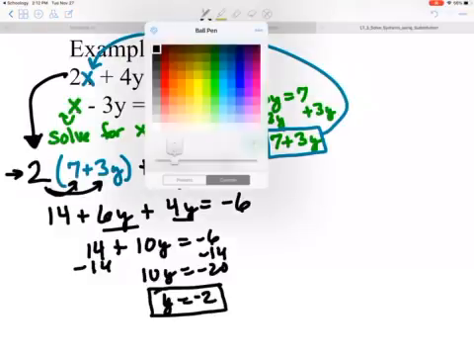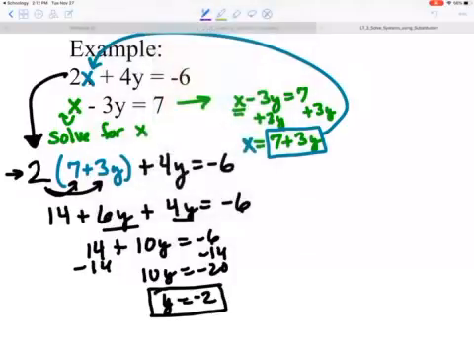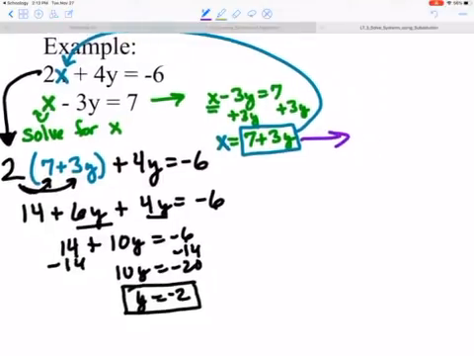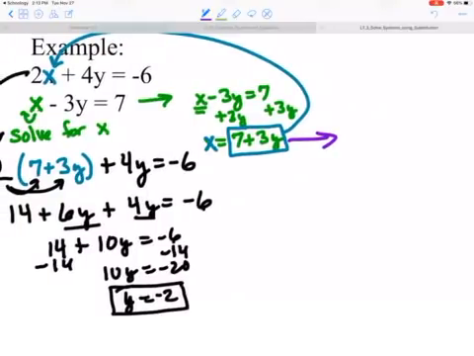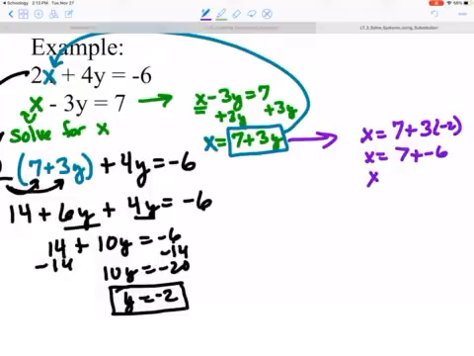How do you get x? Well, what we do is we take one of our two original equations, and it can be this one because I just simplified that second equation, and I plug in negative 2 for y. So x is going to be equal to 7 plus 3 times negative 2. So I get 7 plus negative 6. x is equal to 1. I have what x is equal to. I have what y is equal to.